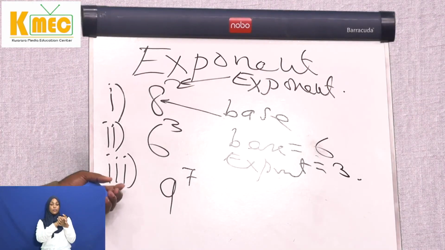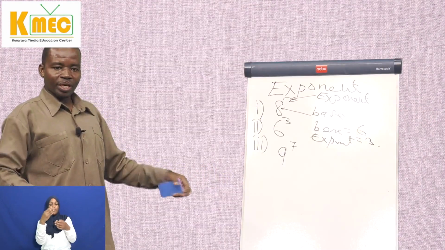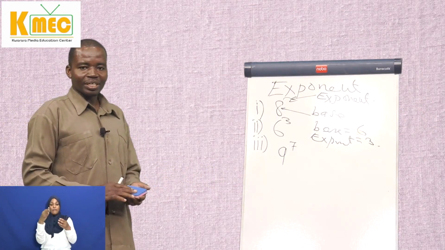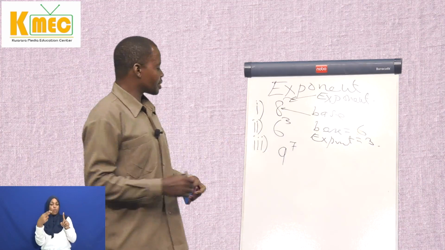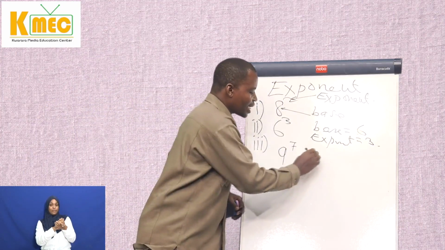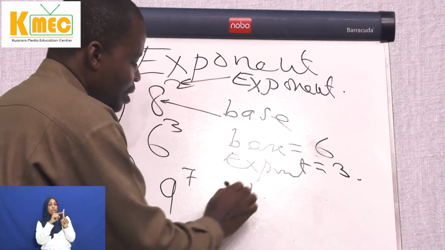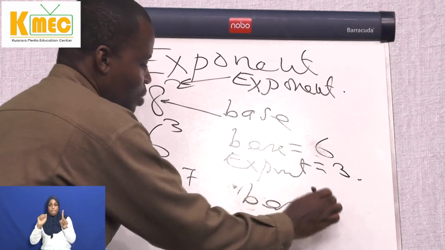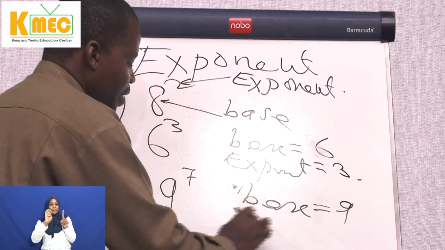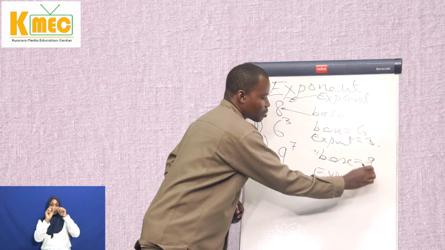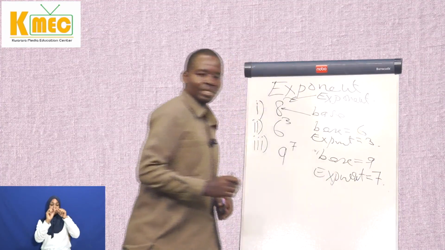What about number 3 here? What is the base and exponent? Can you tell me? Good. So here, 9 is the base. Base is equal to 9. And the exponent is equal to 7.